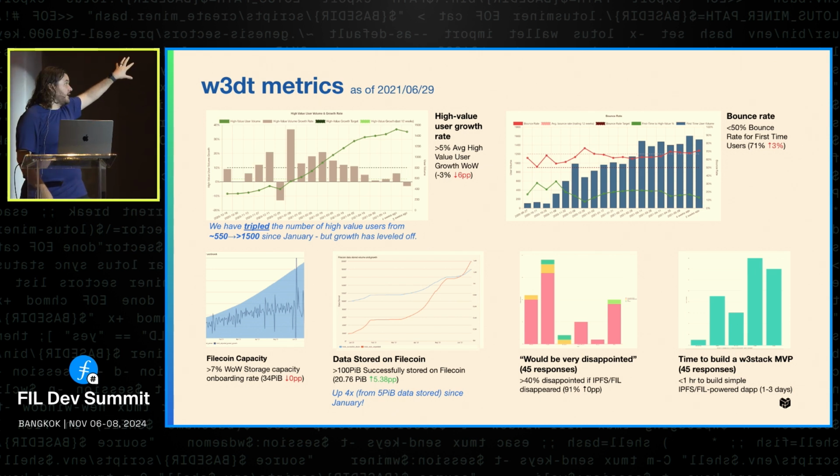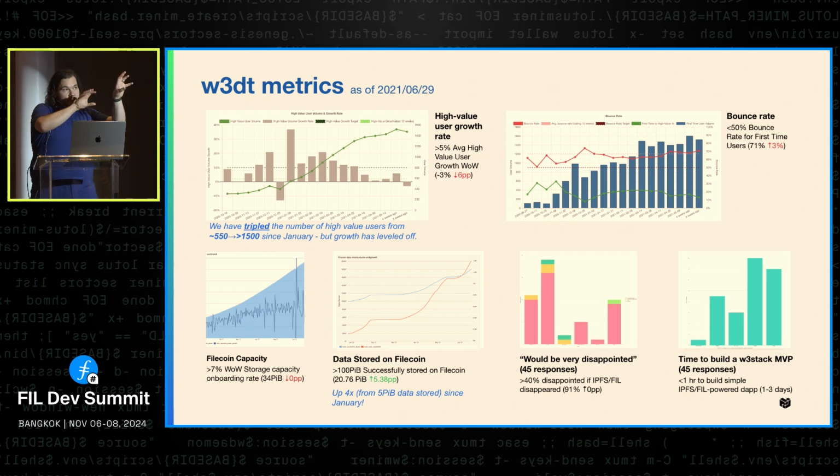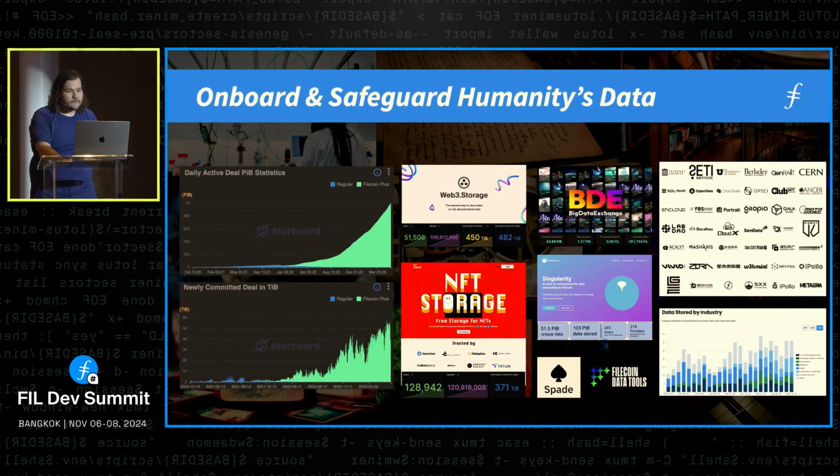The problem with these was that they were run in a private group, and we need a good way of doing this in public as a network to understand how we're doing, and across a few different segments. Don't think of Filecoin as a single product. It's a platform with a few different products on top that meet different segments of the market.